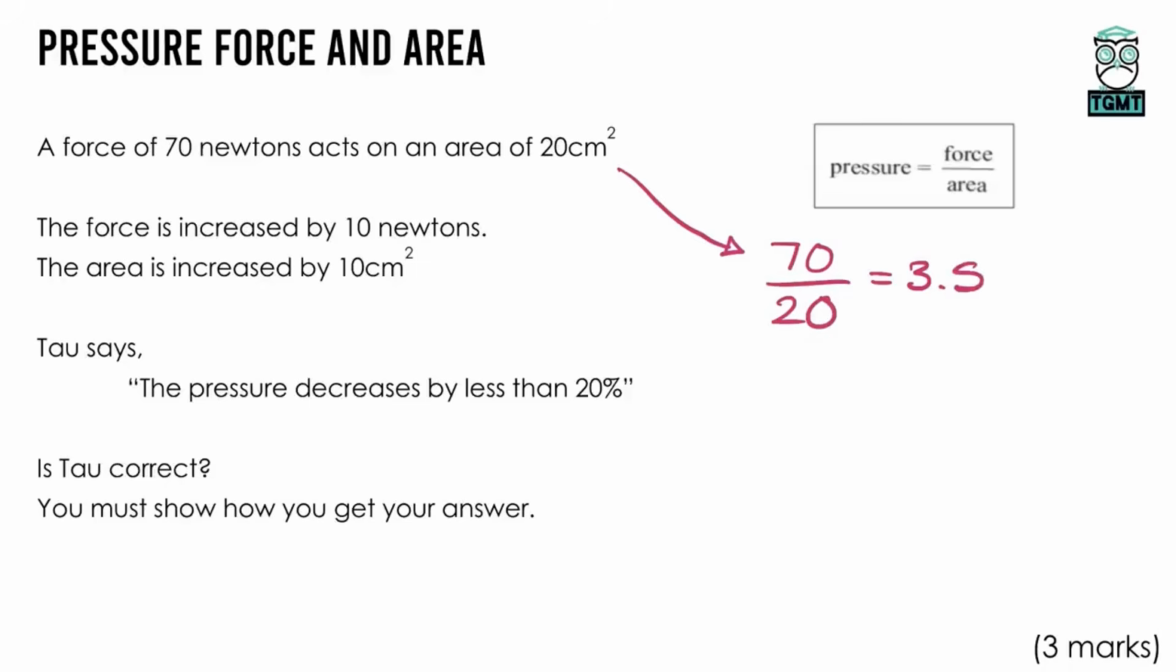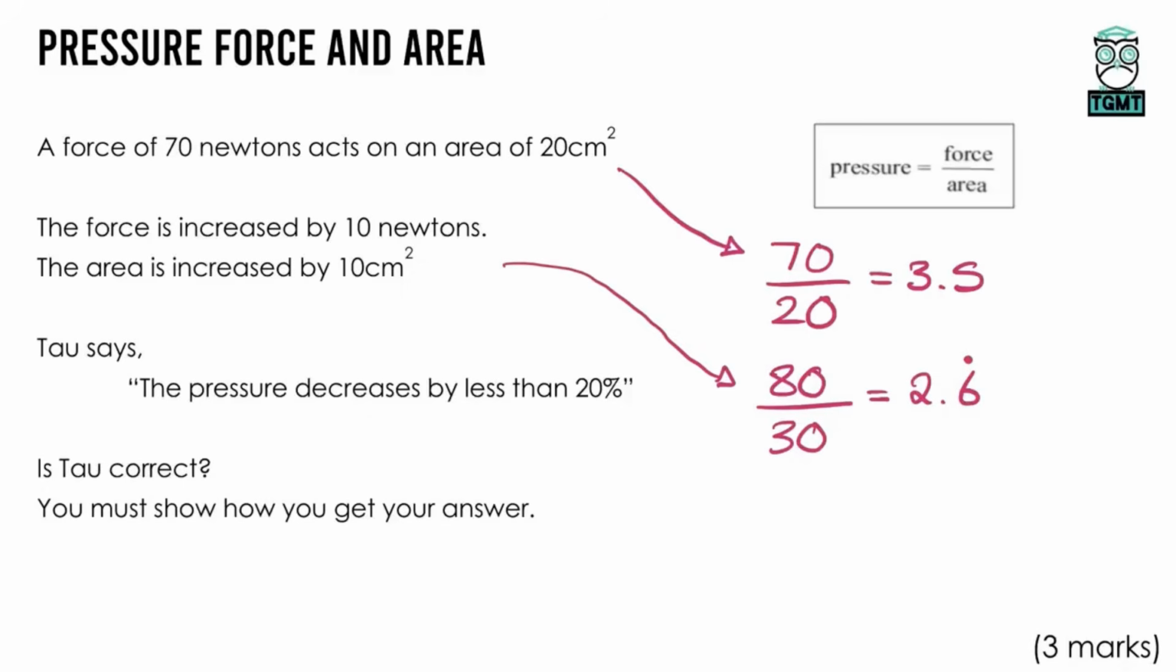Now in the second amount, it says the force is increased by 10 newtons. So we have 80 newtons now on the top. The area is increased by 10, so that would be 30 centimetres squared. And we can work that out. So 80 divided by 30. Again on the calculator, we do get a recurring decimal for this one. It comes out as 2.6 recurring. So these are our two values.